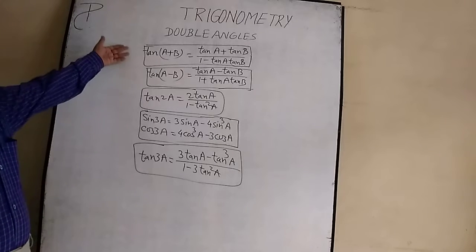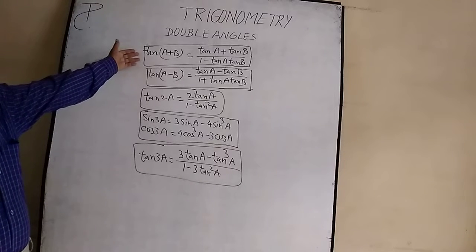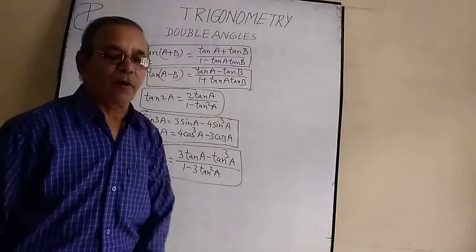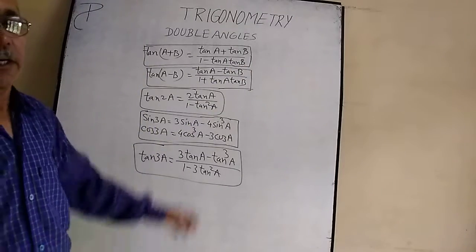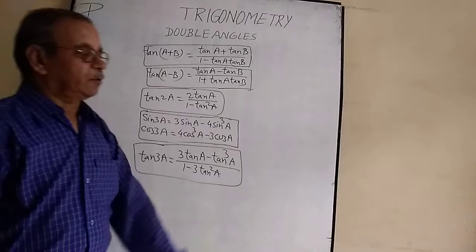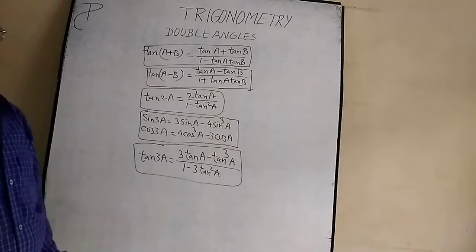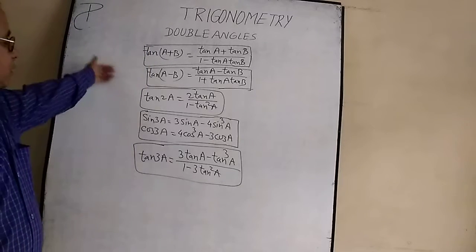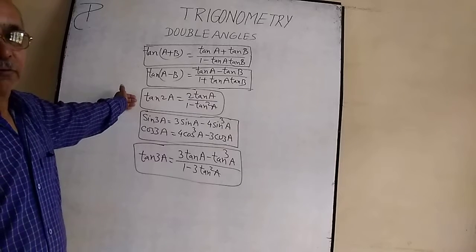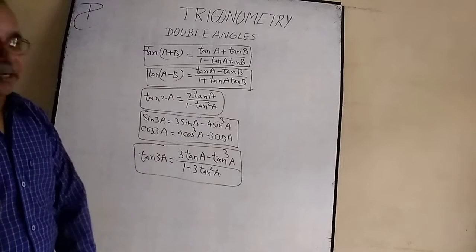Here are the other relations. tan(a+b) is equal to (tan a + tan b) upon (1 - tan a tan b). tan(a-b) is equal to (tan a - tan b) upon (1 + tan a tan b). And tan 2a is equal to 2 tan a upon (1 - tan square a).